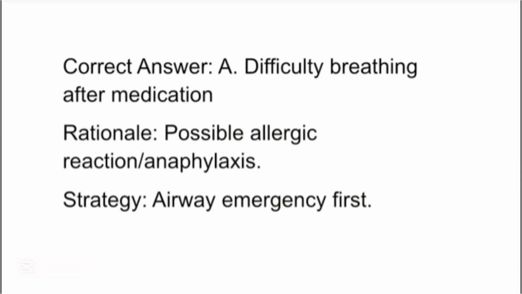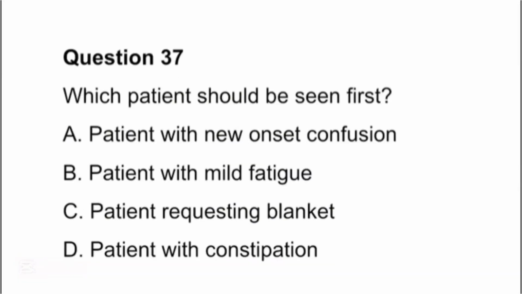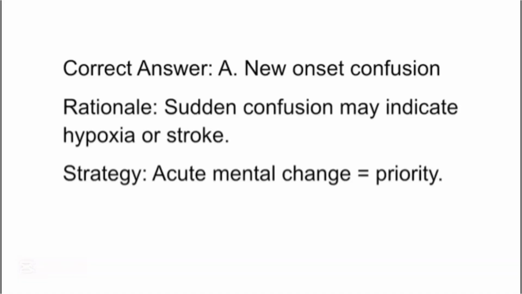Strategy: airway emergency first. Question 37. Which patient should be seen first? A. Patient with new onset confusion. B. Patient with mild fatigue. C. Patient requesting blanket. D. Patient with constipation. Correct answer: A. New onset confusion. Rationale: sudden confusion may indicate hypoxia or stroke. Strategy: acute mental change equals priority.